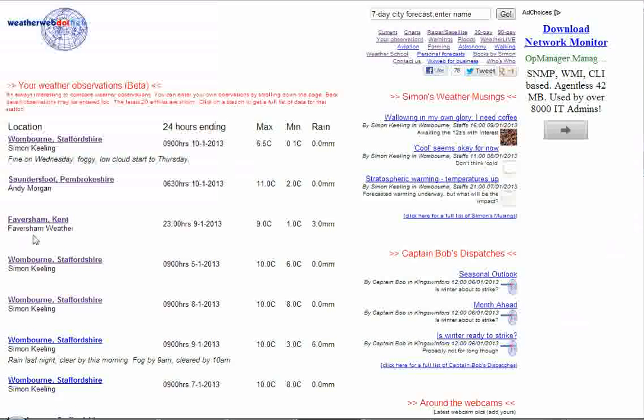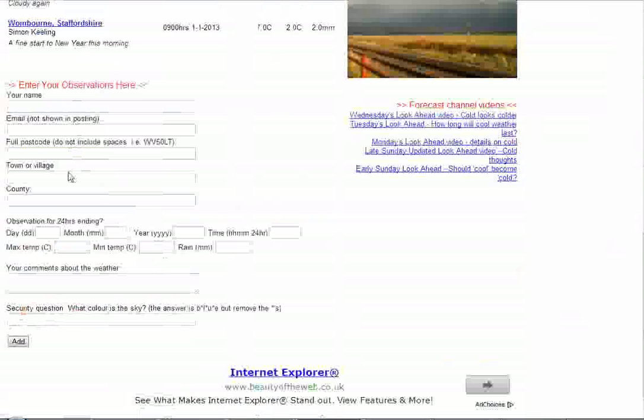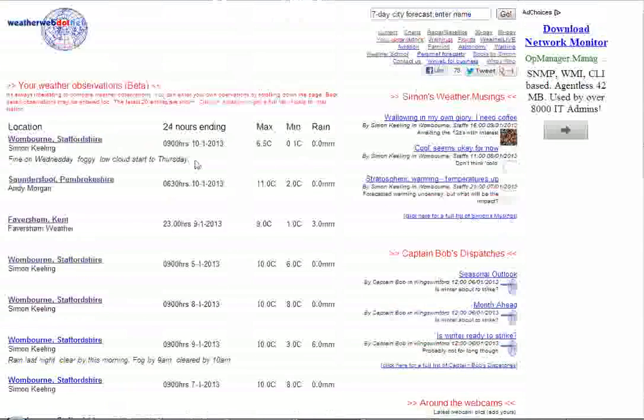So what you do is you go to weatherweb.net, and then you click on your observations, and it brings up a list of the latest observations that have been input by viewers to the site. If you scroll down to the bottom of the screen, you can enter your own observations as well, and your comments about the weather. We're trying to keep the observations just down to the previous 24 hours.